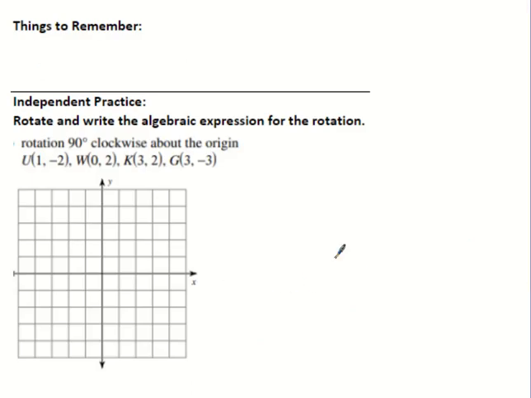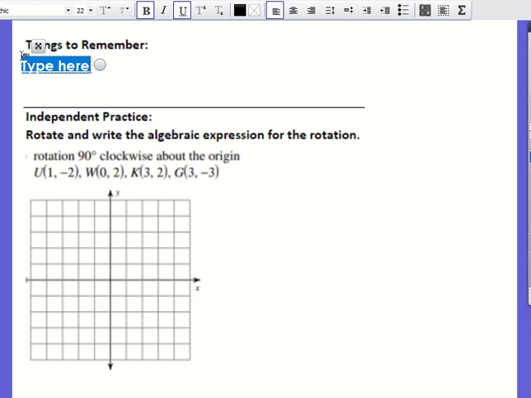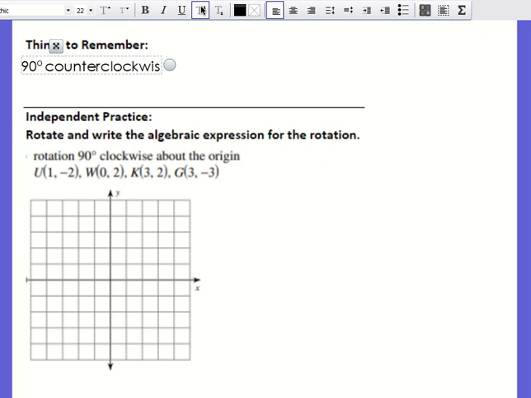All right, so the things to remember are those rules. You've got to memorize those rules, okay? So let me take that underline. Oops. 90 degrees counterclockwise is X, Y goes to -Y, X.